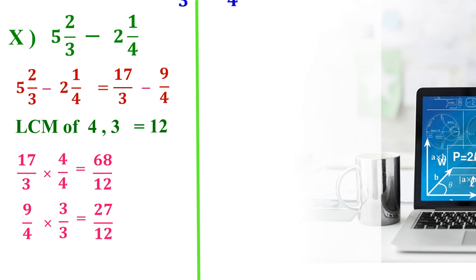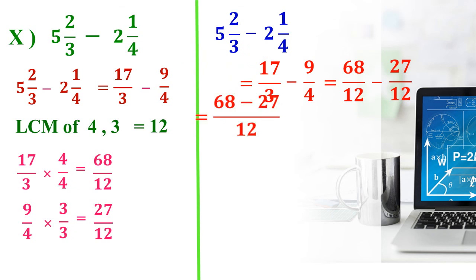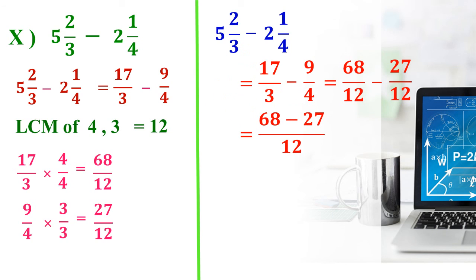Now we will subtract the like fractions. So here 5 2/3 minus 2 1/4 can be written as 17/3 minus 9/4. So let us write the equivalent fractions. 68/12 minus 27/12. So now subtract the numerators. So 68 minus 27 upon the common denominator 12. So let us write the answer, 41/12.